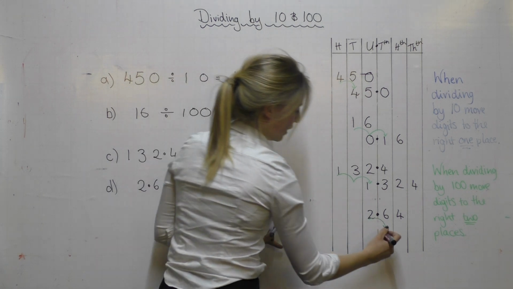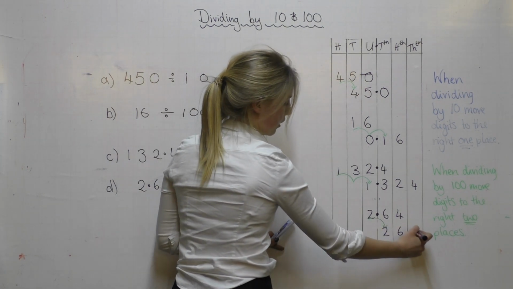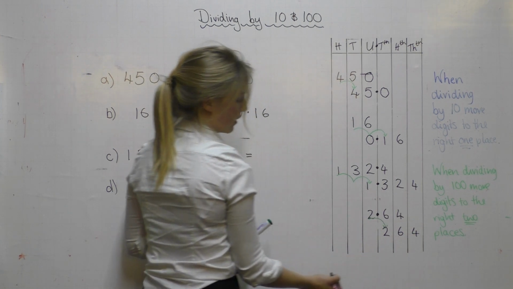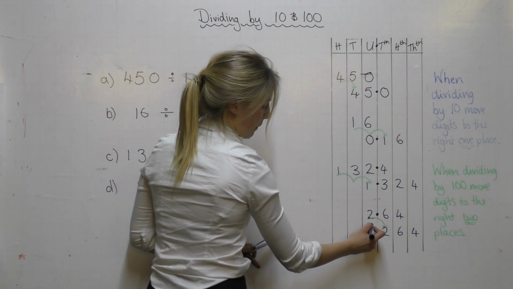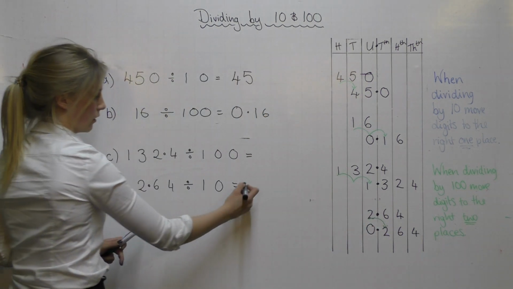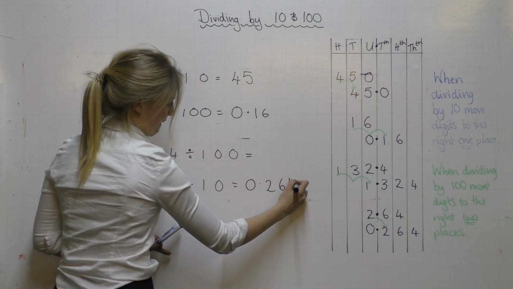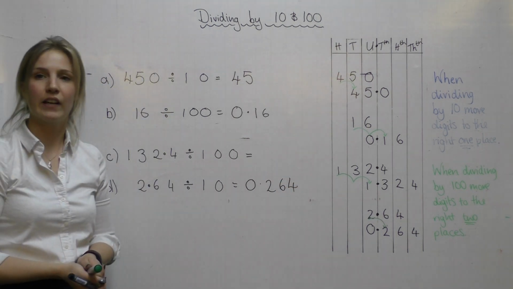So that's going to give me 2 in my tenths column, 6 in my hundredths column, and 4 in my thousandths column. Again, remembering to put in my 0, 0.264. And that is dividing by 10 and 100.